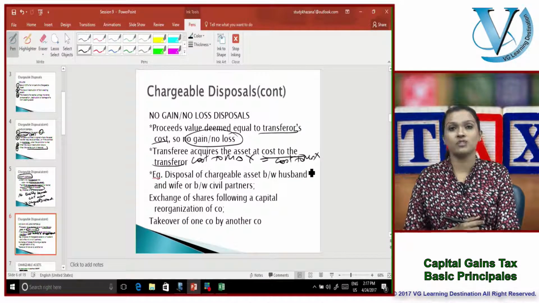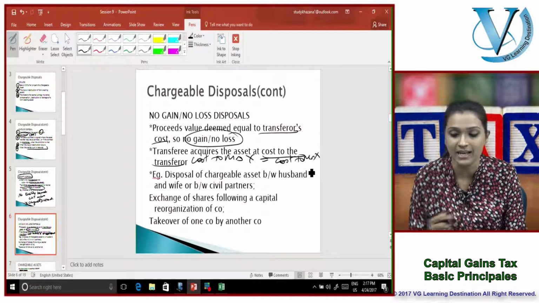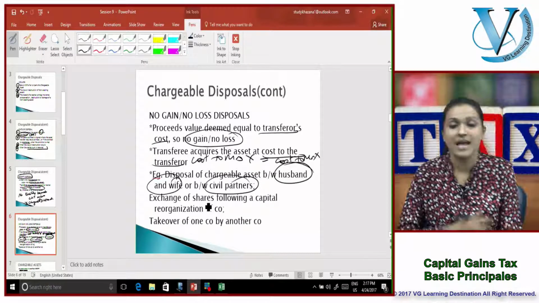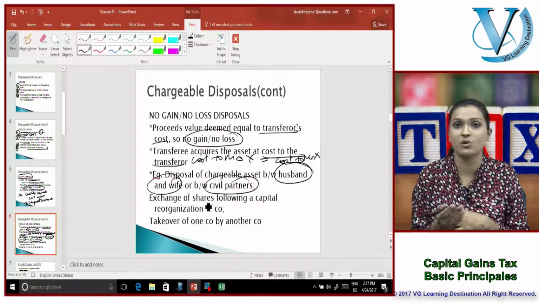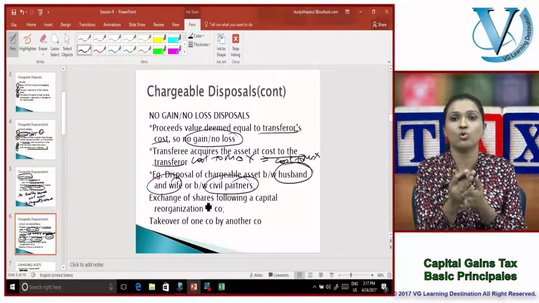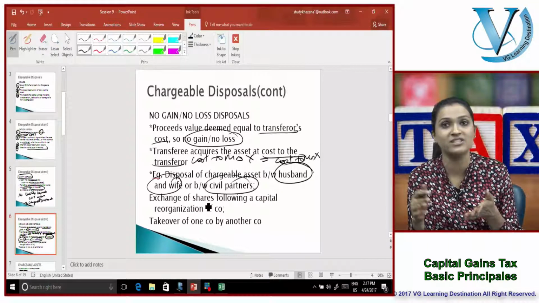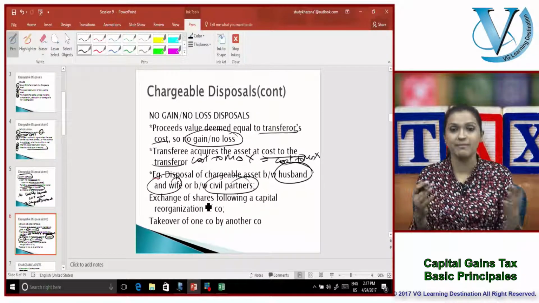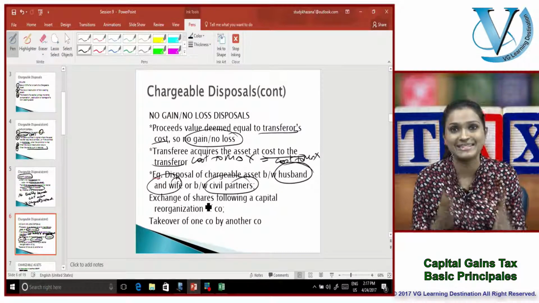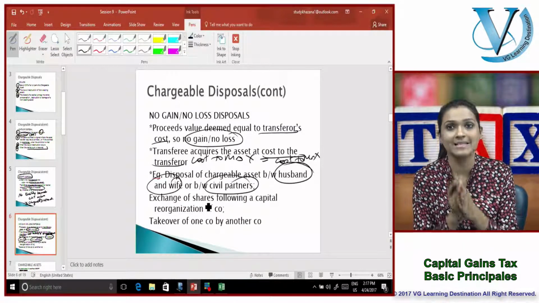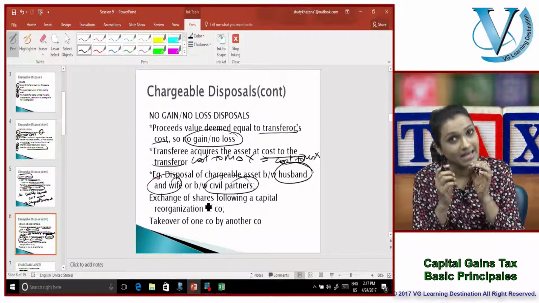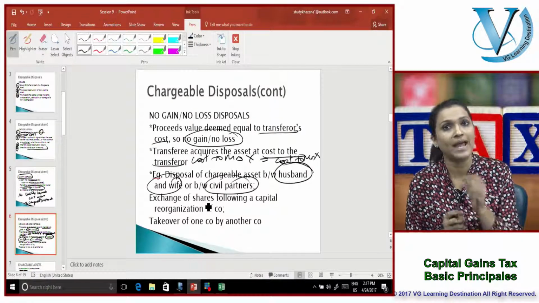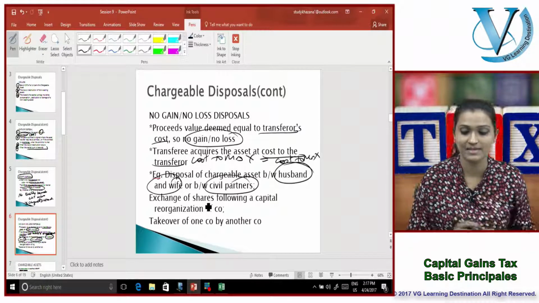An example could be disposal of a chargeable asset between husband and wife or between civil partners. Why? Because such a transfer is going to happen at no gain, no loss. Just the ownership is going to change. There is no profit being made, there is no loss being made. Thus, there is no tax liability arising at such a disposal. There is a disposal, but it is at no gain, no loss.